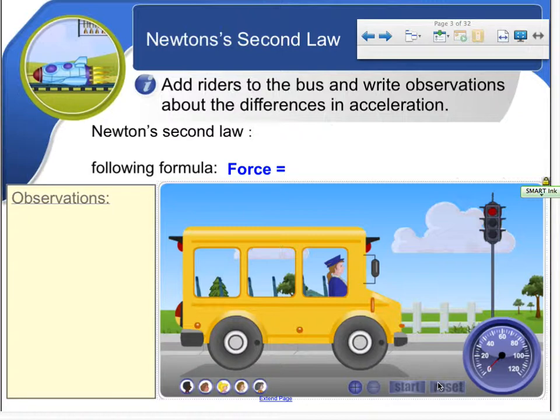Based on what we saw, what happened? When you added a person, it slowed down. We added a person, meaning when we increased what? Mass. Mass, because mass is what? It's not weight. It's the amount of something. The amount of what?